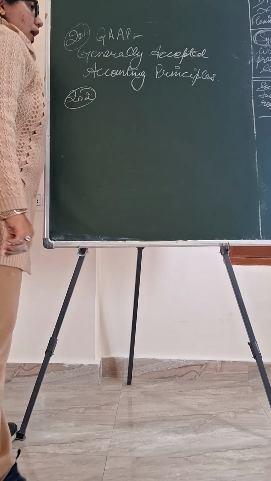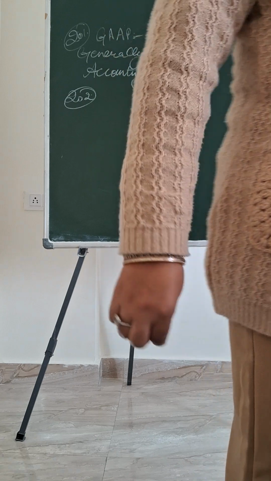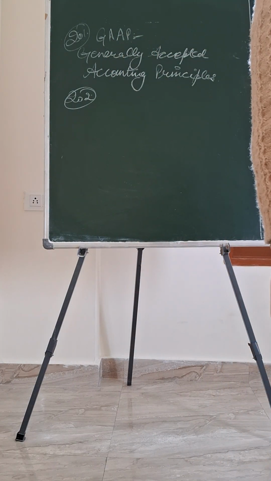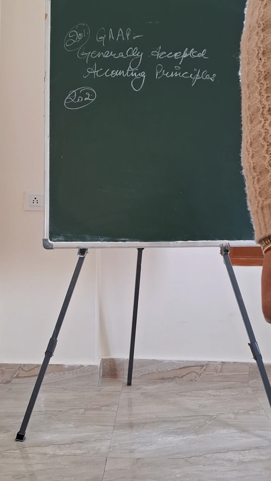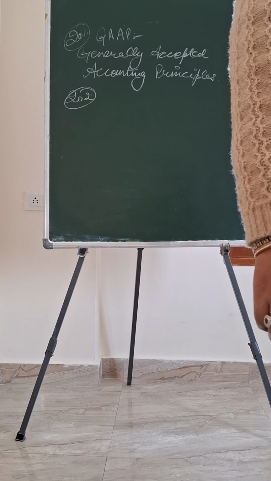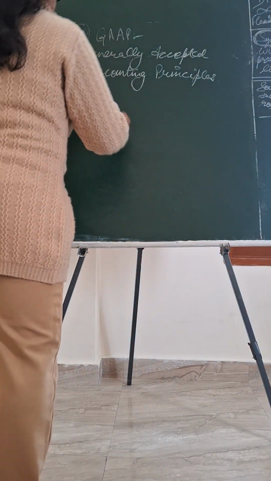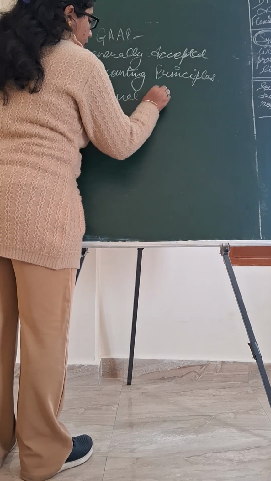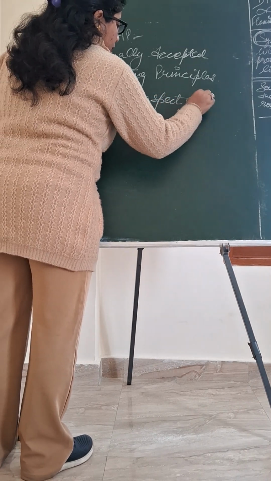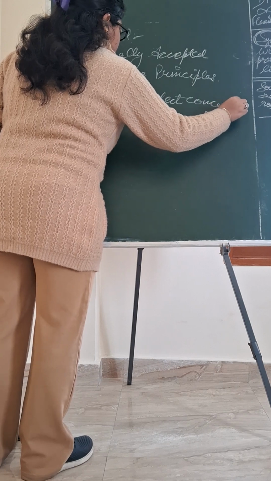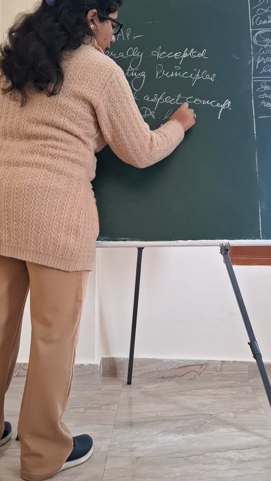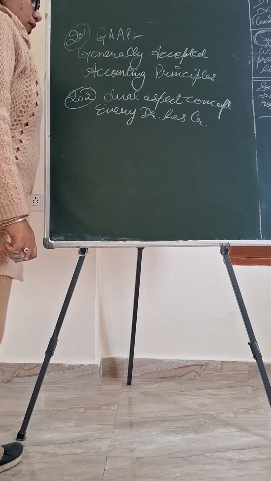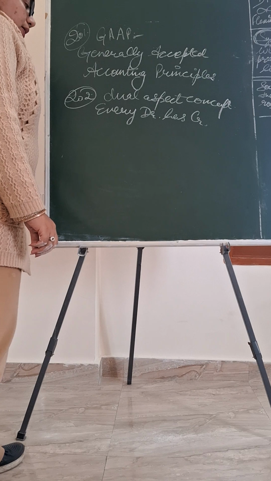After GAAP, there are certain concepts of accounting. First, it is accounting period concept, that is for a 12 months period. Then dual aspect concept, and cost concept. What is dual aspect concept? Dual aspect concept says every debit has a credit. That is very much clear.